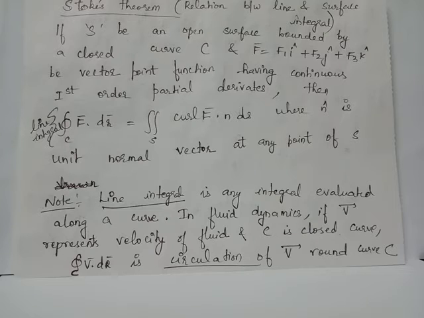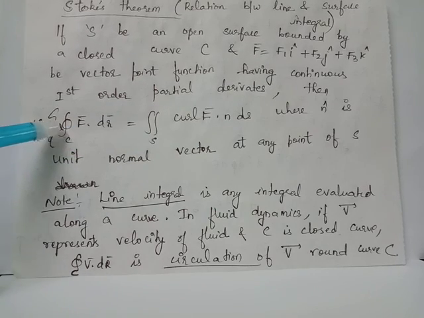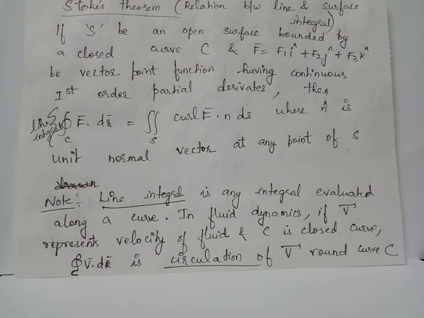Stokes theorem says that suppose S is an open surface bounded by a closed curve C and F bar, which is the vector field or vector point function whose components are f1, f2 and f3, so that F bar equals f1 i plus f2 j plus f3 k, such that these component functions have continuous first order partial derivatives, then the line integral over C of F bar dot dr can be equated to the double integral over S of curl of F dot n into dS, where n is the unit outward normal vector with respect to surface S. This is the surface integral over the surface S and this is the line integral over the closed curve C. These two integrals can be equated by following the Stokes theorem, which is applicable for an open surface bounded by closed curve C.